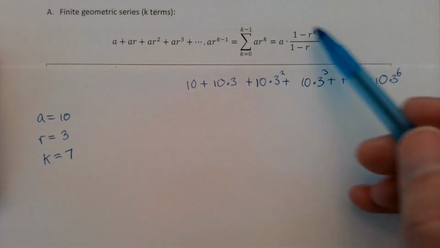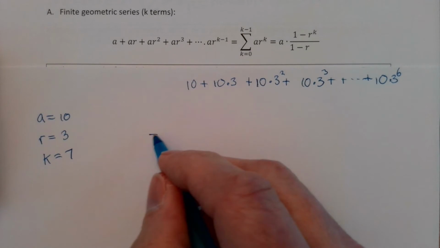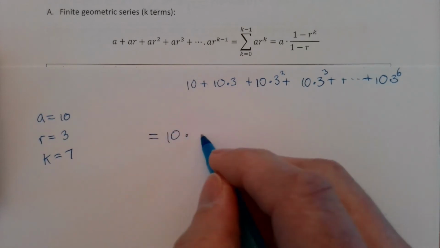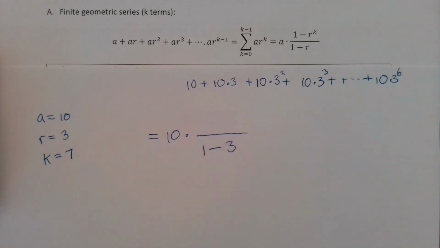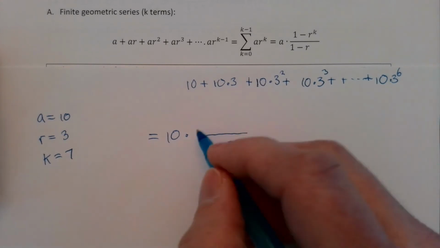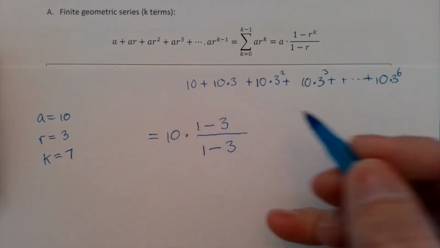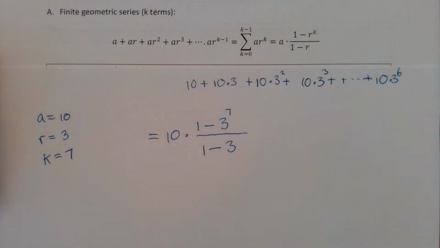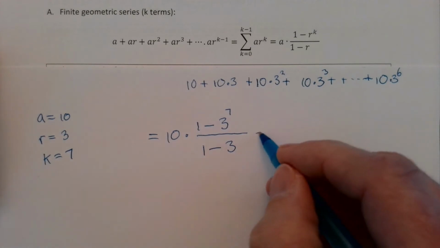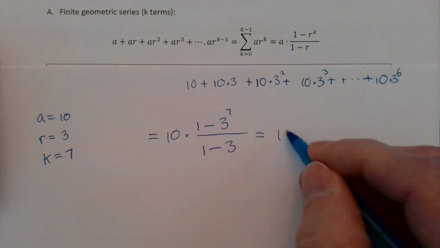So we want to use this formula. Now we do it like this. First term times this fraction. On the bottom, it's 1 minus the common ratio. And in the numerator, it's 1 minus the common ratio, raised to the number of terms. And I have worked this out previously to come up with 10,930.